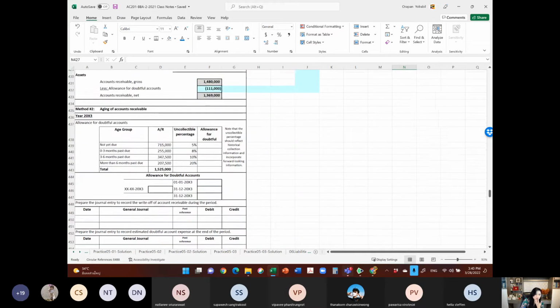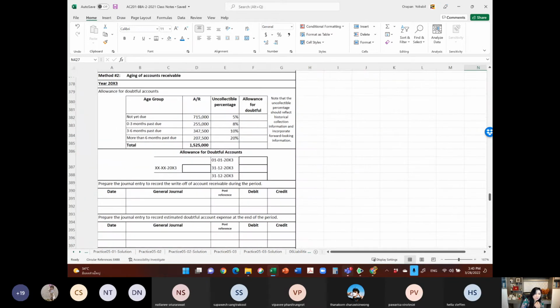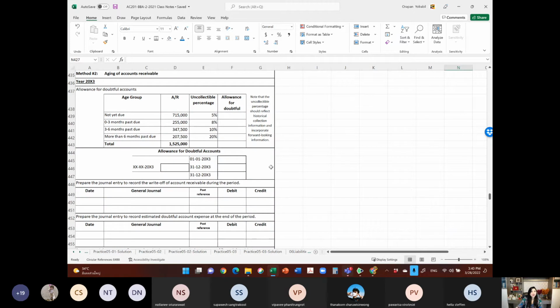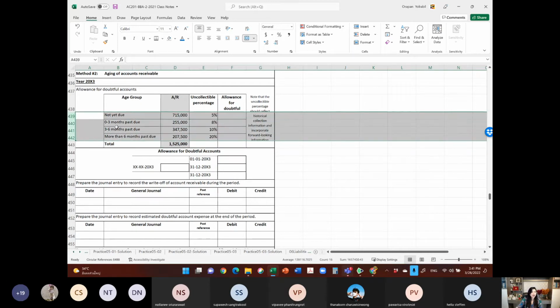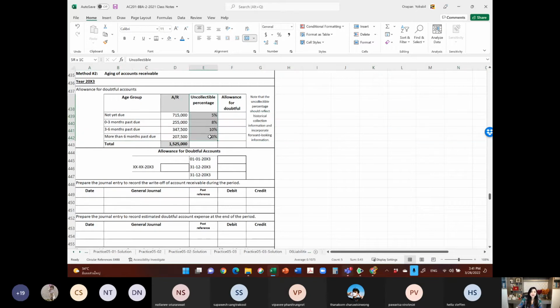Right, so let me show you year number 3. For year number 3, again, same logic and same steps apply. You know that at the end of the year, the accounts receivable amounted to 1,525,000, and then you classify that into age groups, and then you estimate the uncollectible percentage. As I have already mentioned, all these percentages can change if you think that the situation has changed. So if you do the calculation, you're going to get the ending balance of the allowance.